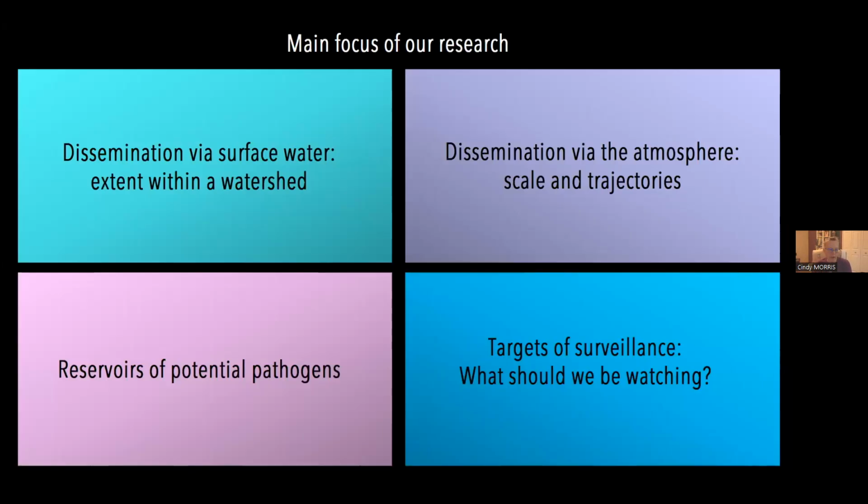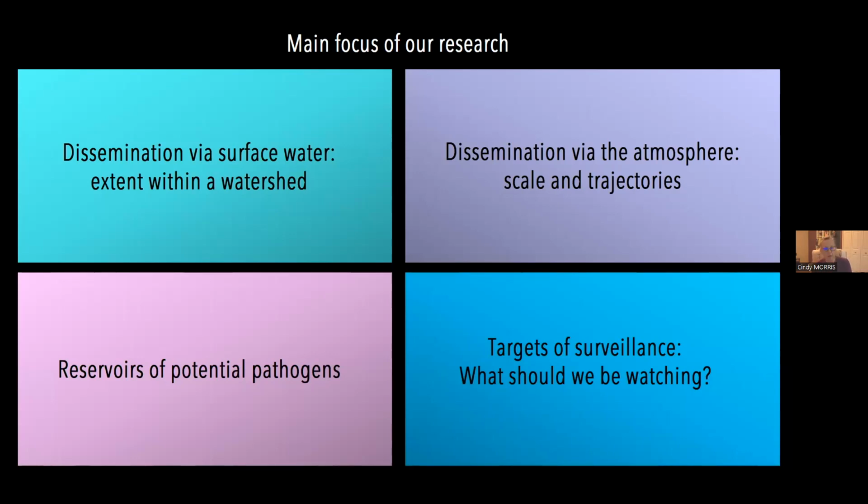So we have 4 areas that we're focusing on in the work on Pseudomonas syringae and in this project. If we want to look at dissemination via surface water, we want to know what's the extent that a pathogen can be extended in a watershed. Is it local or is it spread everywhere?